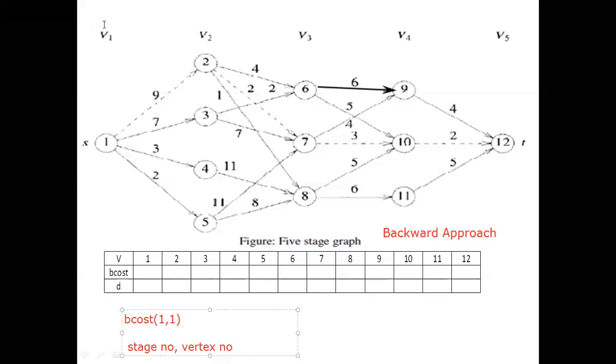Which is the stage number? 1 here. What is the vertex number? 1. What is the meaning of this? 1 to 1. What is the shortest path from 1 to 1? Obviously it is 0. In the forward approach, we started with 12. How did we write it? Cost of 12, 12. What was that value? It was 0. Here also 0. Why are both zeros? Because here we are considering the backward approach. 1 is the starting one. That is why 1, 1 is 0. Where should I write?